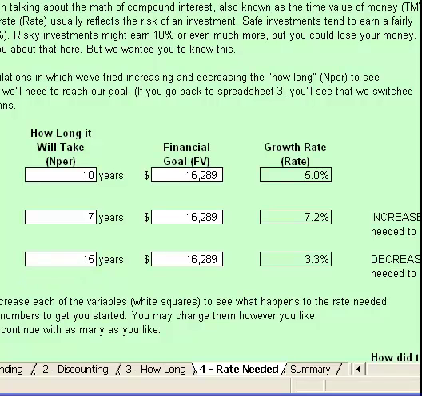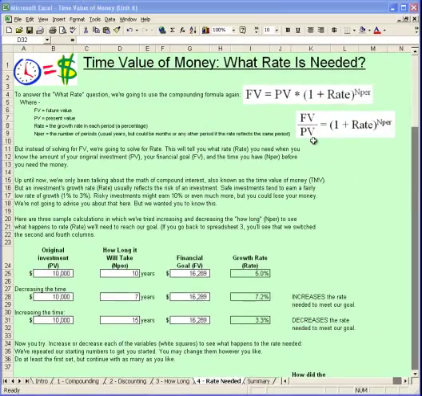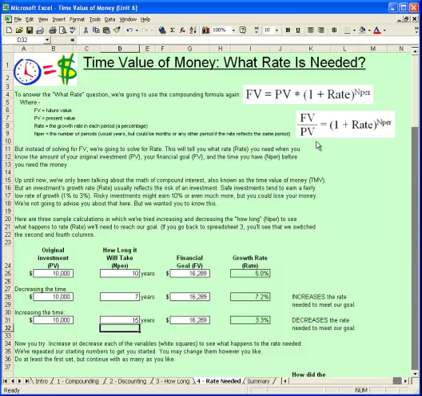Yep, it's a seesaw. And for the same reason as in the last segment, in order to equal a constant 1.6, representing FV divided by PV, then when the rate goes down, N per has to go up to compensate, and vice versa. It's in the math. Now it's your turn. Go to the Rate Needed tab of the spreadsheet you've been working with and try a few.